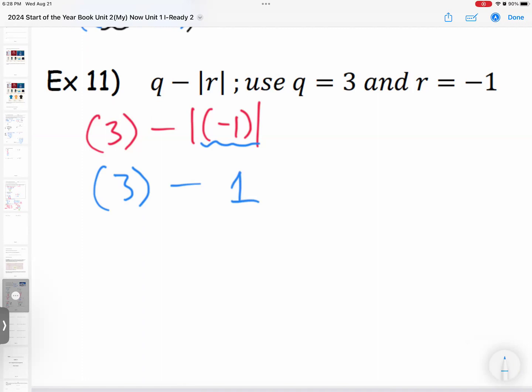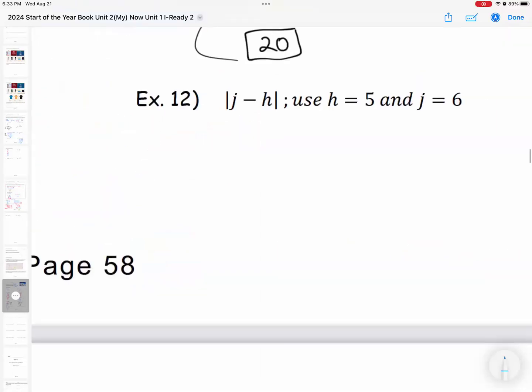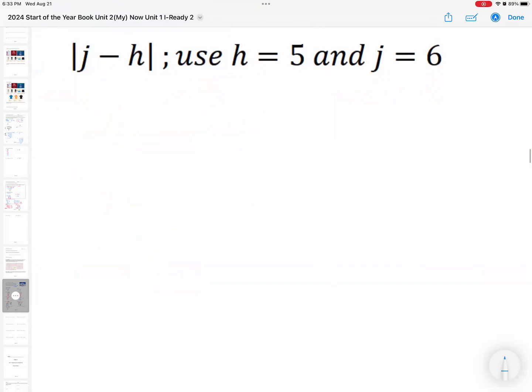And then we end up with 3 minus 1, which is 2 in the end for that expression. All right. So for example, 12, we end up with the absolute value of J minus H. We have H and J. We're going to go ahead and throw those items in first. So we end up with the absolute value of J, which is 6. Again, always throw parentheses around when you're evaluating and dumping those numbers in first. Minus parentheses 5.